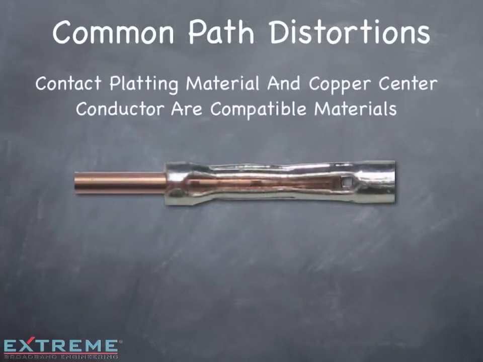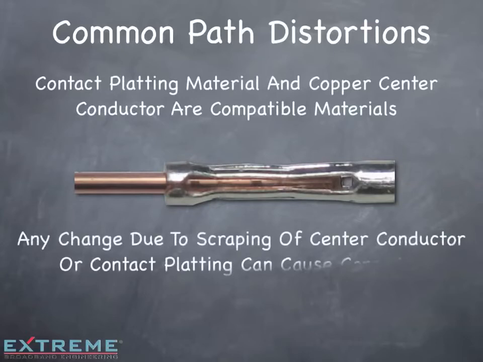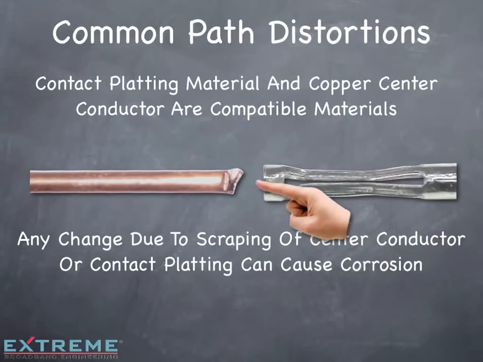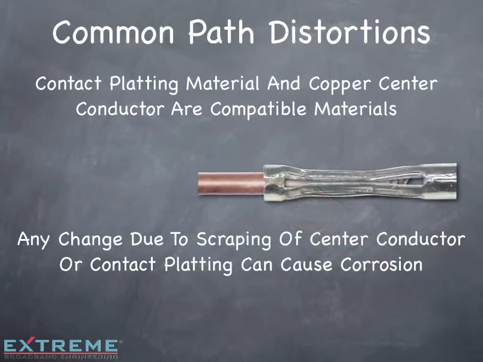Contact plating material and the copper center conductor are compatible materials. Any change due to the scraping of the center conductor or contact plating can cause corrosion. This could be caused by the twisting of the passive device onto the connector, as we showed earlier, or improperly prepared center conductors that can cause damage as they're inserted into the contact.